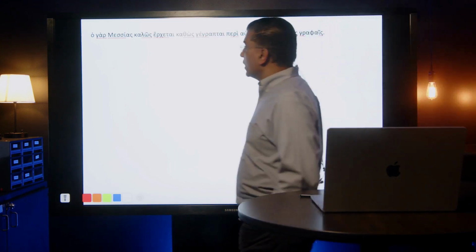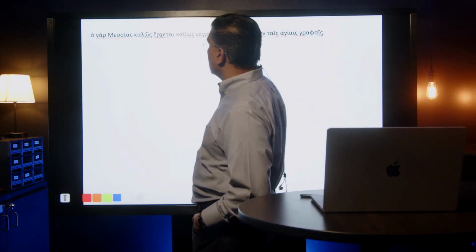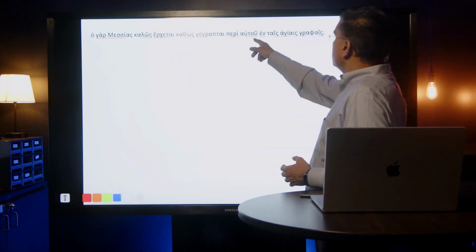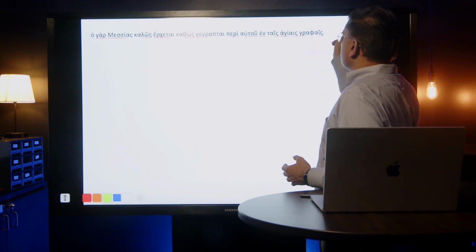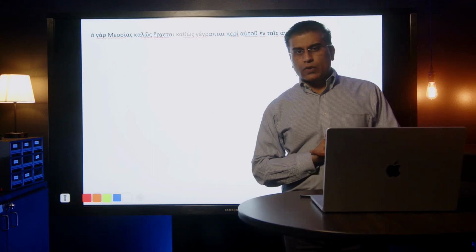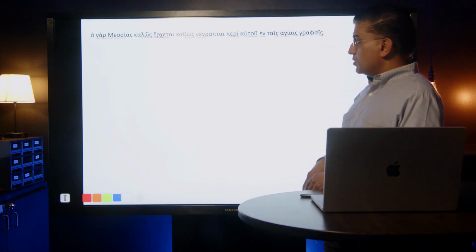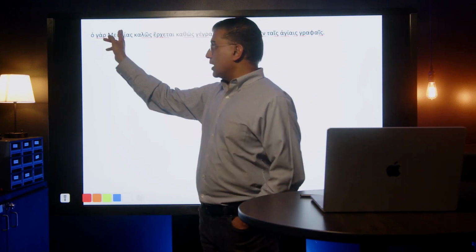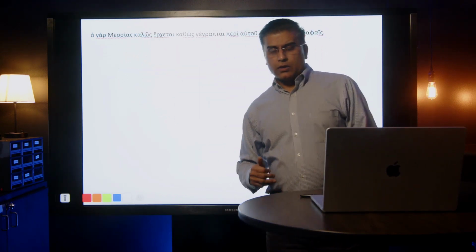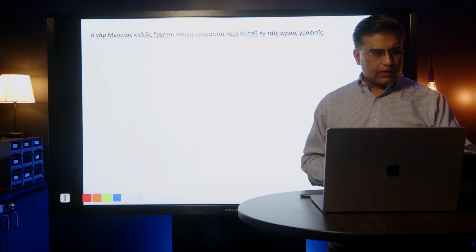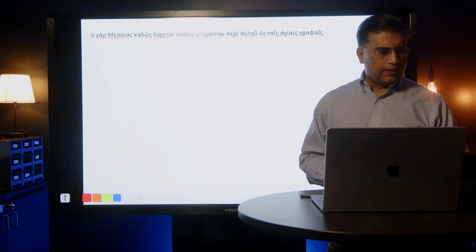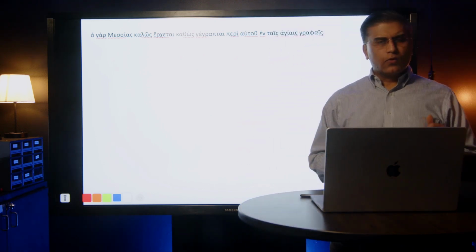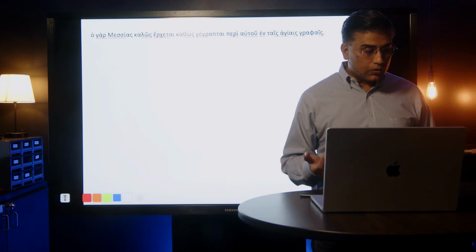A long one here. Hagar Messias kalos erketai, kathos gegraptai peri autou en tais hagiais graphais. So let's begin with the first few letters here. Hagar, God is for the Messiah. Okay, this is a tough one. Number 3, for the Messiah, kalos.